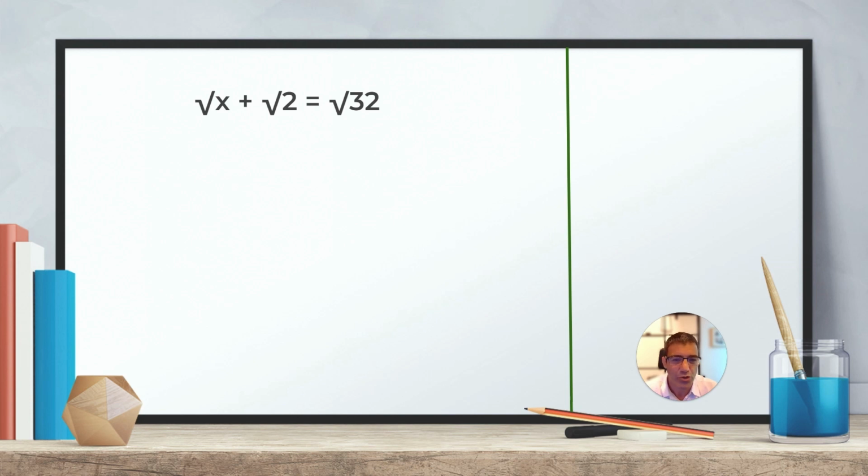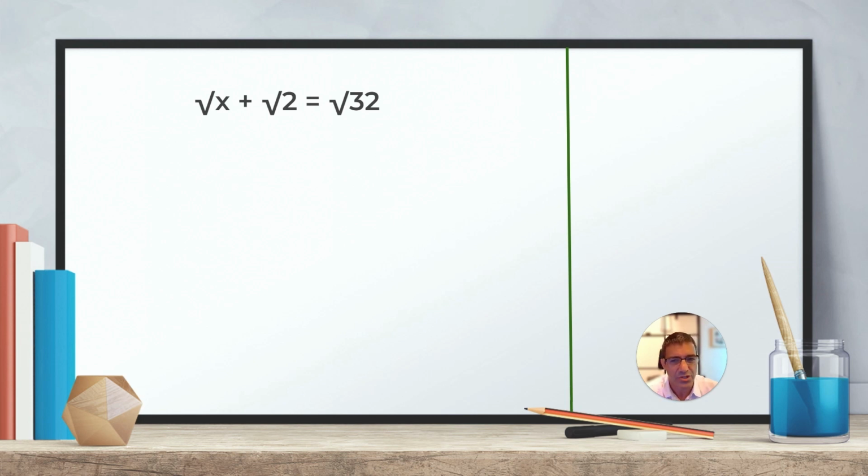Now, it's important when you solve equations to put the x's on one side and the numbers on the other side. So identifying that the square root of x is a variable, the square root of 2 is a number, the square root of 32 is a number. So all those numbers should go together on the right-hand side.